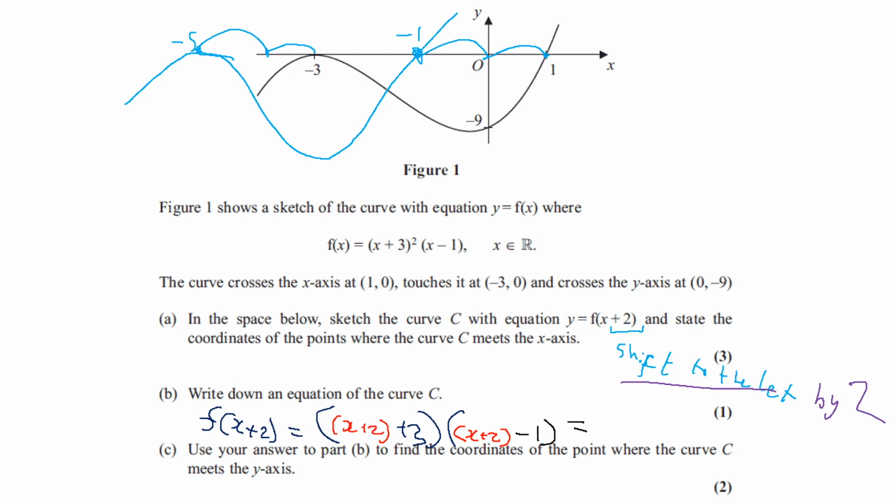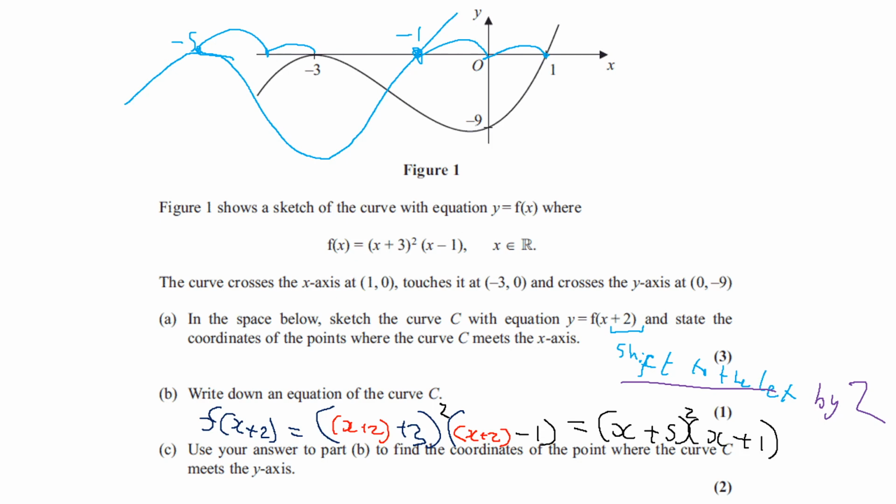And so what we're left with is, if you couldn't tell already, it's probably going to be (x plus 5) all squared times (x plus 1). And that is our final answer.